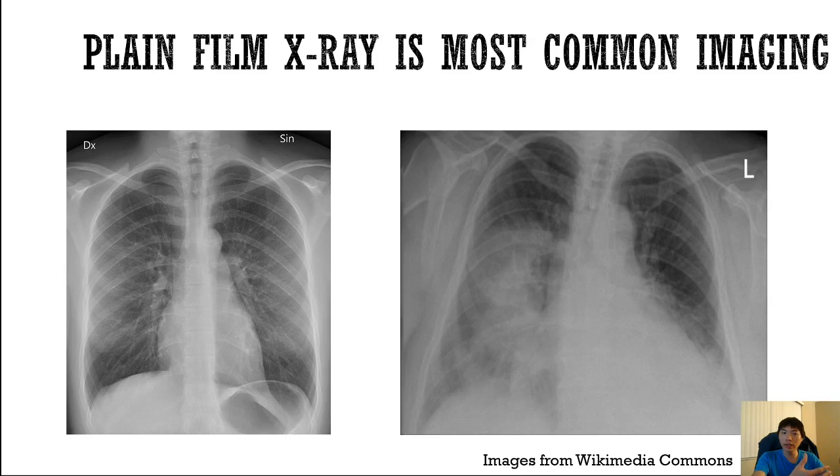So you can see the lungs. You can also see the heart in the middle and then slightly to the left. Here on the top of the image, there are two labels. These are in Latin. On the right, there's a DX. That stands for dextra, which means right in Latin. And on the other side, it says sin, which stands for sinistra, which is left in Latin.